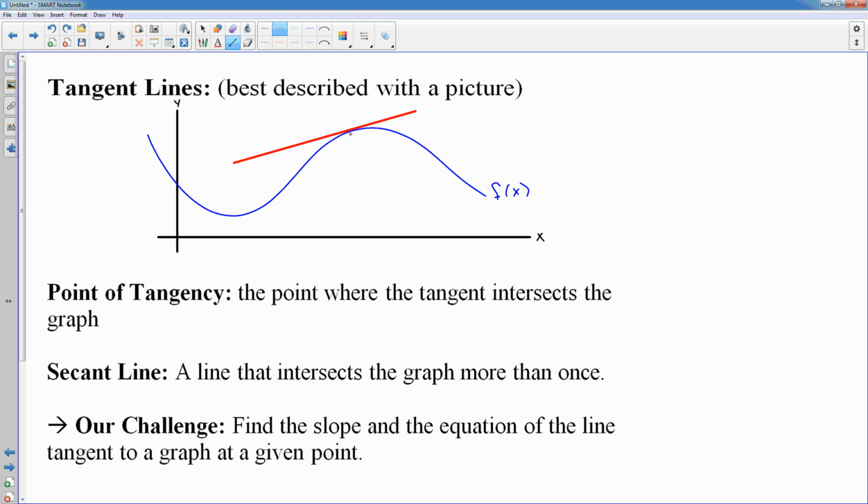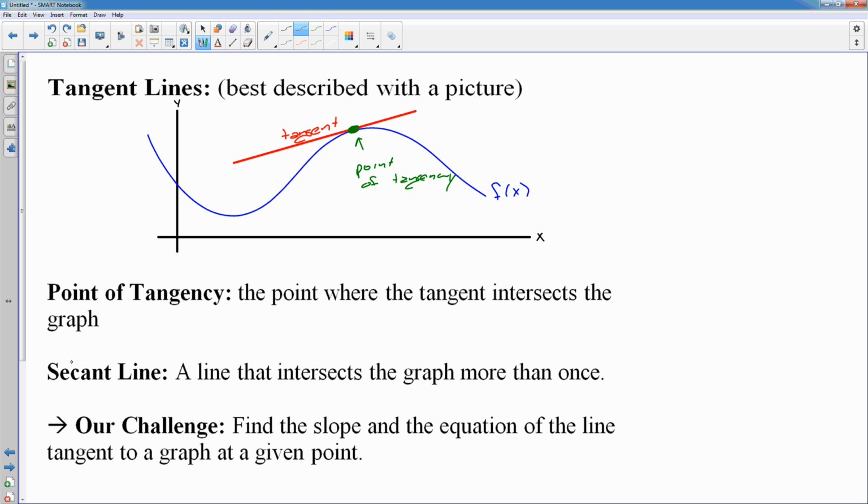It intersects the graph at just that one point, and that one point is what we call the point of tangency. So the point of tangency is this point right here. So that is the point of tangency. I can't spell. That says tangency, whatever. There, good enough. This line right here is the tangent.